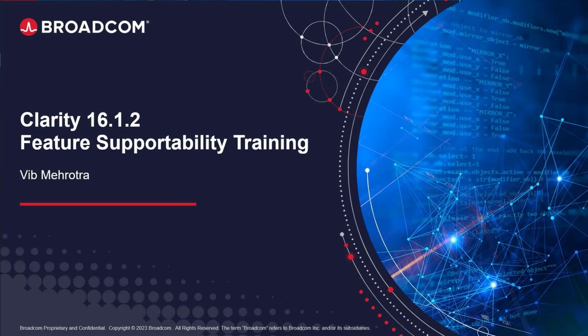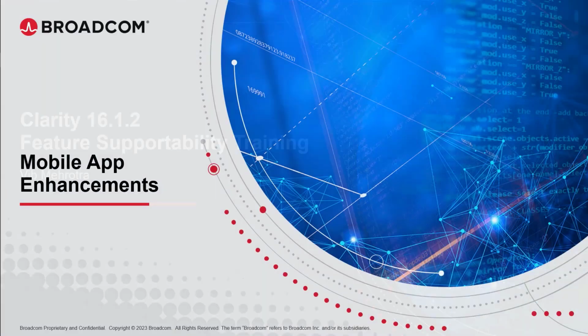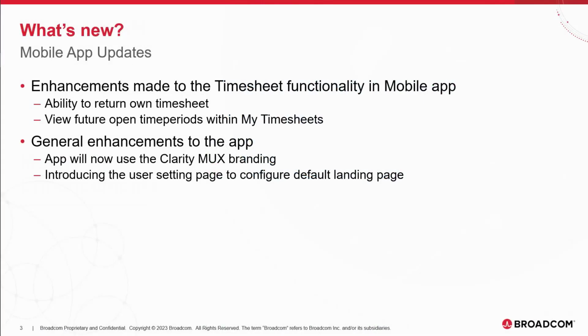I am Vib Mehrotra, and as part of this section we will be talking about the Clarity mobile app enhancements. As part of this release, we've made enhancements to two specific areas. The first is the timesheet functionalities. In the timesheet, we have now provided the ability to return your own timesheet. We also now have the capability to view future open time periods within My Timesheets.